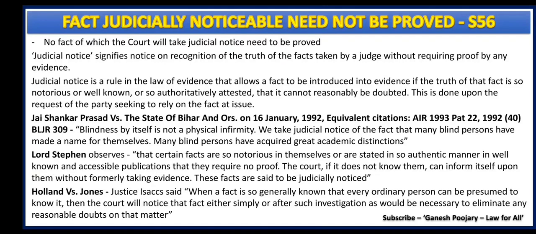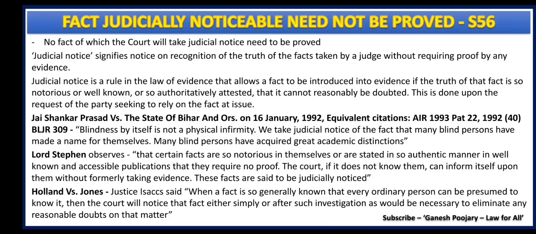He says, when a fact is so generally known that every ordinary person can presume to know it, then the court will notice that fact either simply or after such investigation as would be necessary to eliminate any reasonable doubts on that matter. So, if a fact is known to everyone, it is assumed that the court should also know that. If there are a few doubts, the court can have a brief investigation and remove those doubts, but it is simply assumed that the court is also aware of all these things and the court has to accept that which is known as judicially noticed. I hope that is very clear.